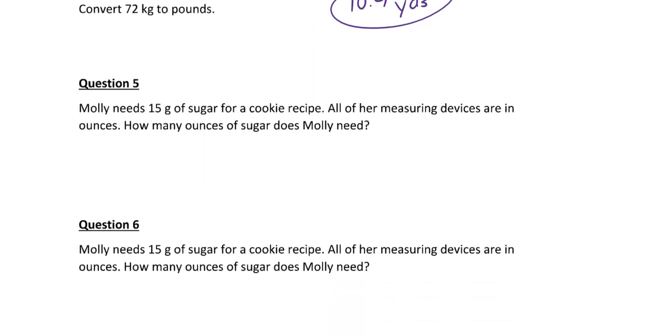So let's go. Molly needs 15 grams of sugar for a cookie recipe. All of her measuring devices are in ounces. How many ounces of sugar does Molly need? So this is a common problem, right? Where maybe a recipe calls for a certain amount of grams, but all you have is a measuring cup that measures in ounces. So how do we do that conversion?